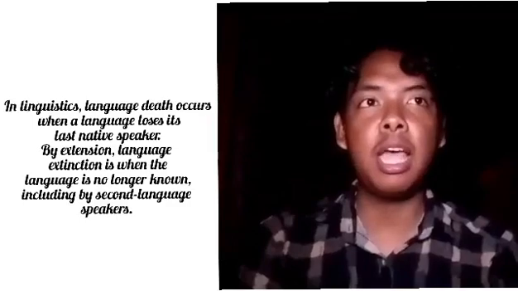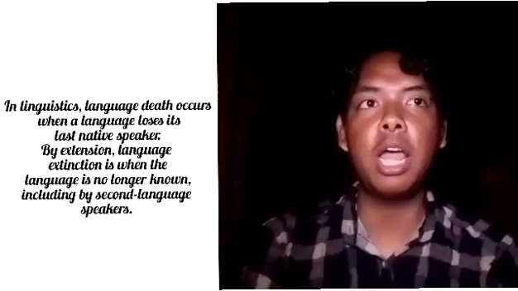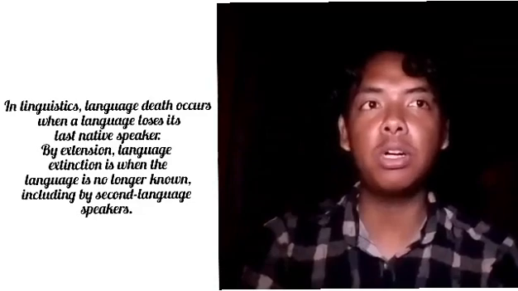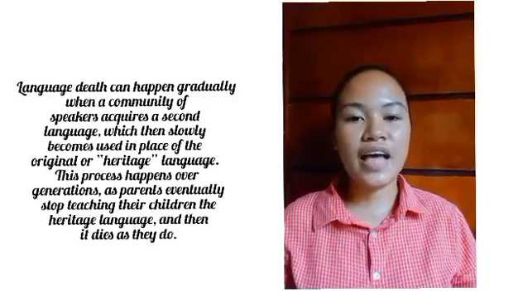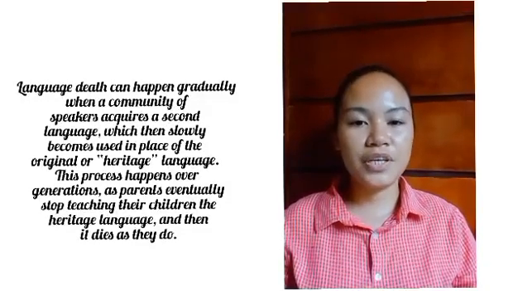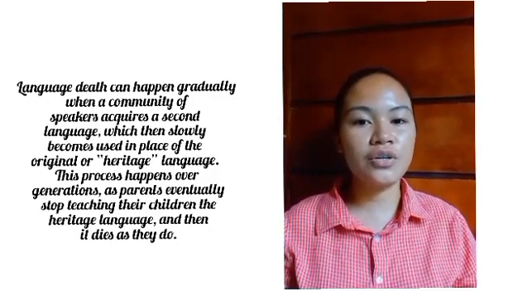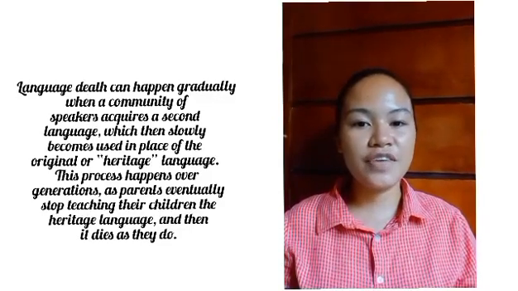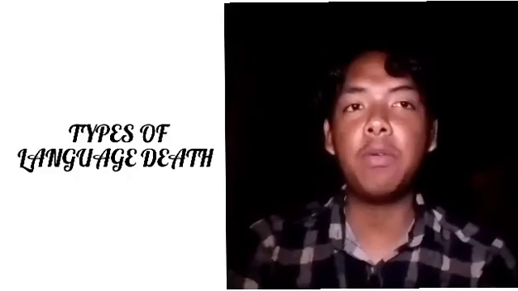In linguistics, language death occurs when a language loses its last native speaker. By extension, language extinction is when the language is no longer known, including by second language speakers. Language death can happen gradually when a community of speakers acquires a second language, which then slowly becomes used in the place of the original or heritage language. This process happens over generations as parents eventually stop teaching their children the heritage language and then it dies as they do. There are different types of language death.